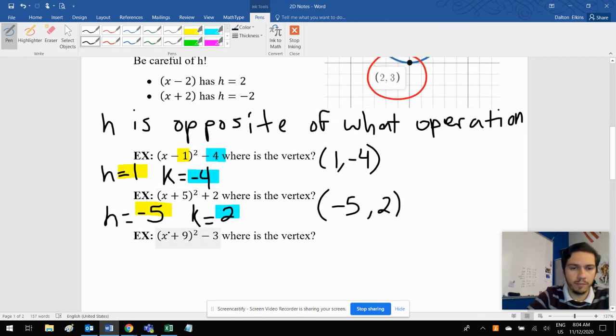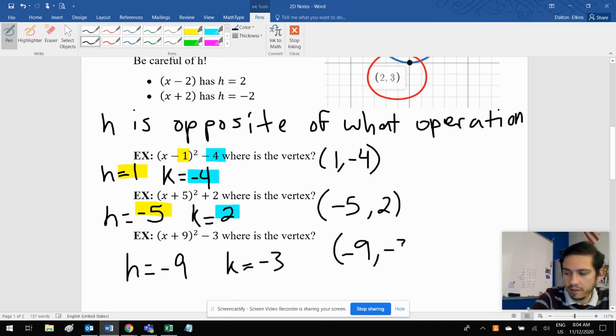That leads to our last example, x plus 9 quantity squared minus 3. I see plus 9, so I know h is the opposite, which is negative 9. And then k here is just negative 3. K will never lie to you. K is always exactly how it is written. So that's how we find the vertex from looking at the vertex form of a quadratic.